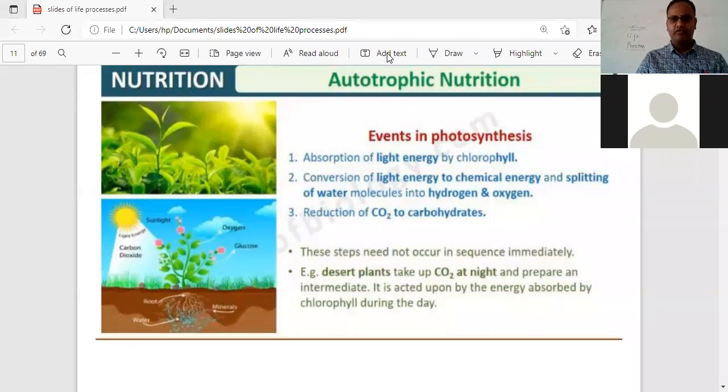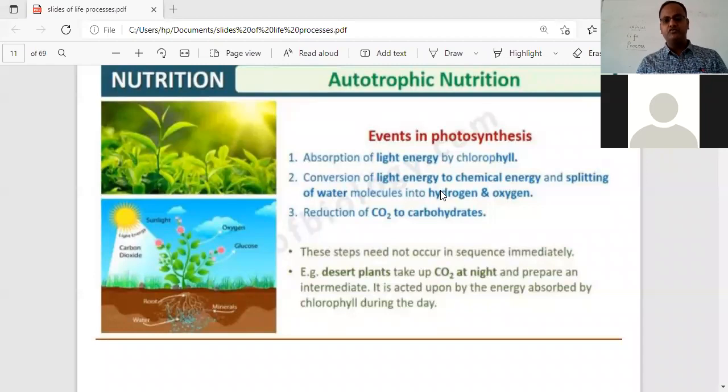Sunlight. Okay. Sunlight, water. Okay, good. More? Carbon dioxide, chlorophyll. Very good. Yes, you can mute yourself. Correctly said that the four raw materials which are required for the process of photosynthesis are sunlight, chlorophyll, carbon dioxide, and water.